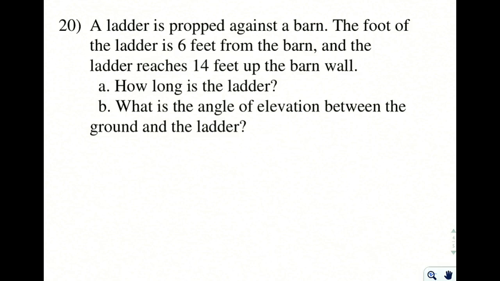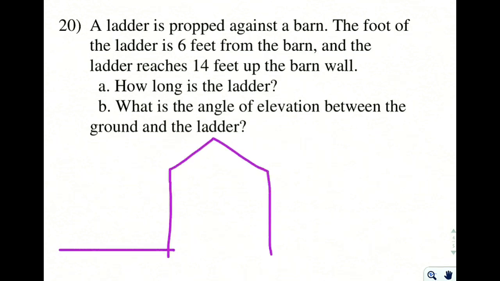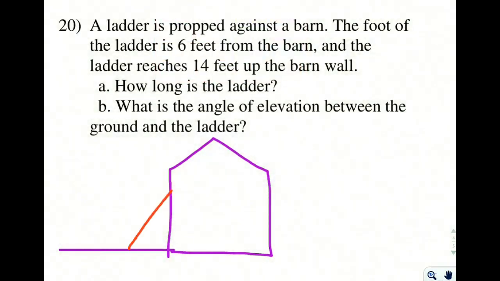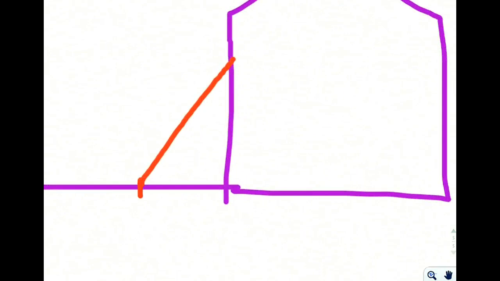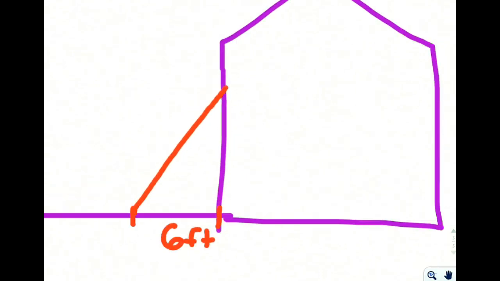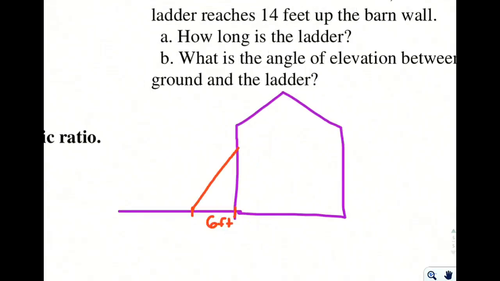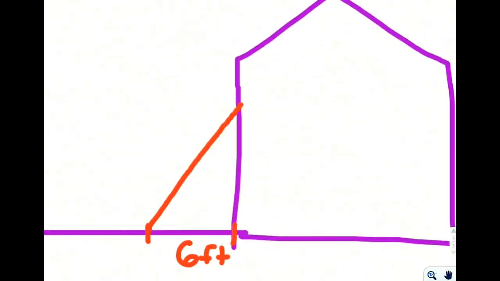If we were to draw this as a picture, we've got our ground, we've got our barn here, and we have this ladder leaning up against it. So there's our ladder, and it says the foot of the ladder is 6 feet from the barn. So at the bottom here, we have 6 feet between the bottom of the ladder and the base of the barn. It also says it reaches 14 feet up, so we'll mark that as 14 feet.